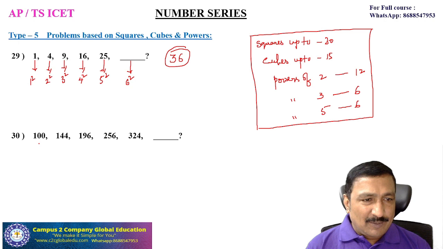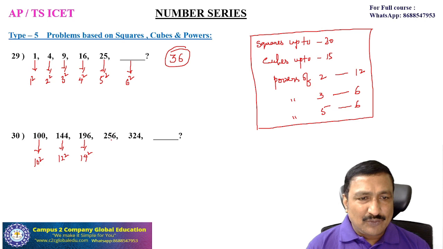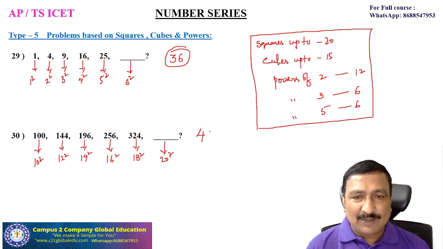Now look at this problem. 100 can be written as 10 square. 144 can be written as 12 square. 196 can be written as 14 square. 256 can be written as 16 square. And 324 can be written as 18 square. So these are squares of even numbers. So the next number should be in the form of 20 square. So 20 square is nothing but how much will come? 400 will come. Okay now friends.